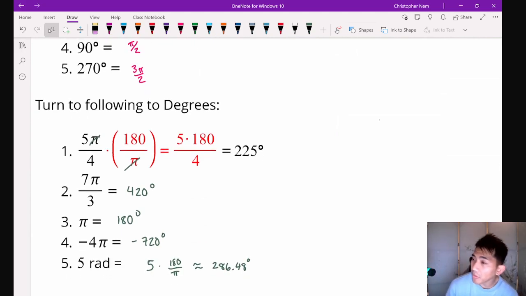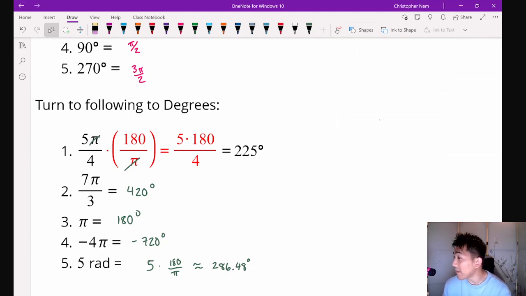5 pi over 4, to get rid of the pi, I'm going to multiply it by 180 over pi. The pi's will cancel out, and I get 225 degrees. I can do that for 7 pi over 3 as well, and negative 4 pi. Notice this last one says 5 radians. You don't really see the pi attached, but we're still going to follow the same principle.